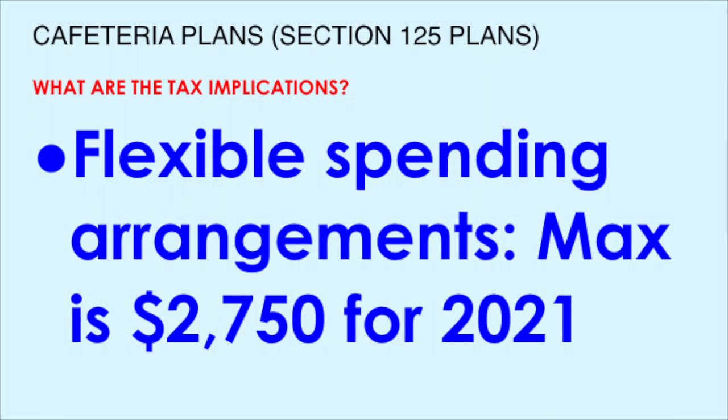There is a contribution limit on the health flexible spending account, and the limit for 2021 is $2,750. Any cafeteria plan that doesn't limit health insurance contributions to the dollar limit isn't a cafeteria plan, and all benefits offered under that plan will be included in employees' gross income in that case.